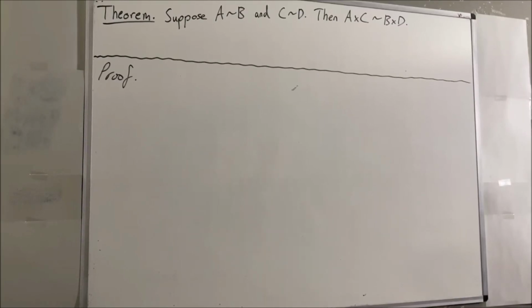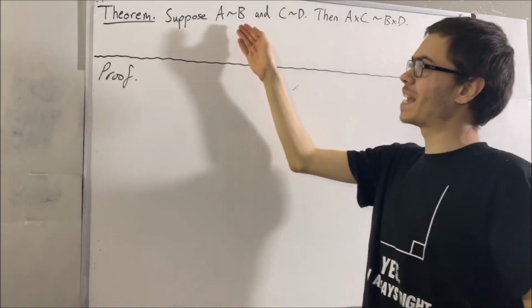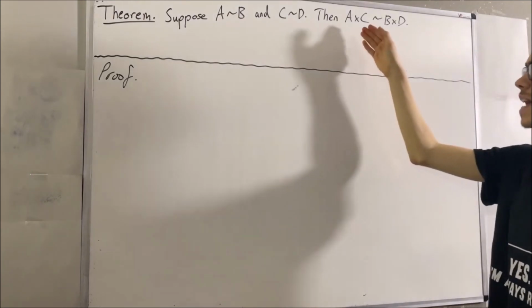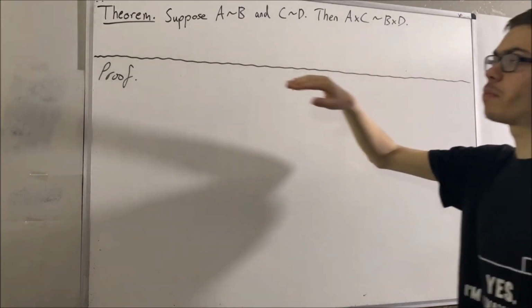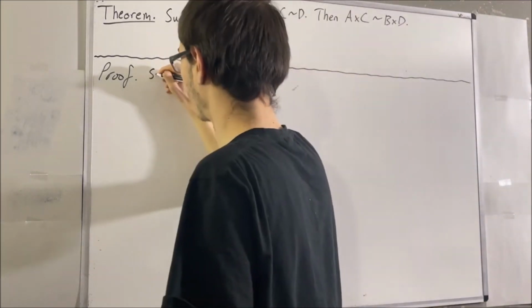Hello! In this video, we are going to prove the following theorem. Suppose A is equinumerous with B and C is equinumerous with D. Then A times C is equinumerous with B times D. Okay, so let's start by supposing A is equinumerous with B and C is equinumerous with D.